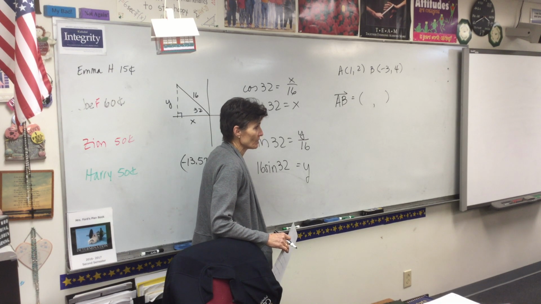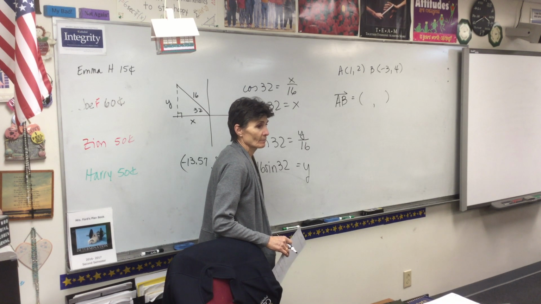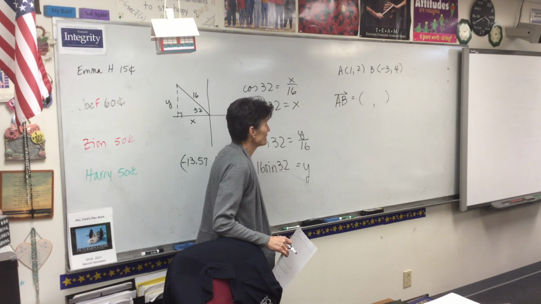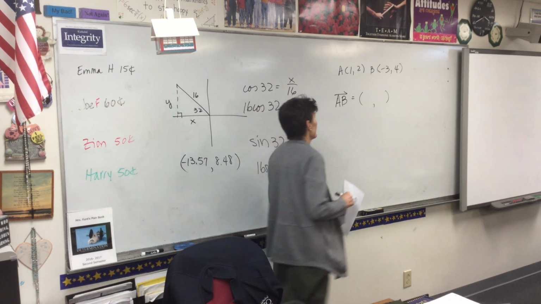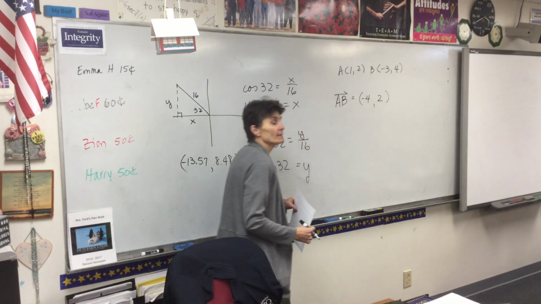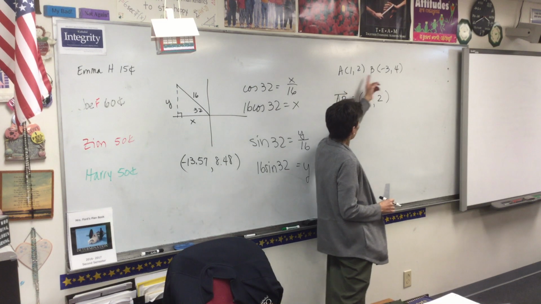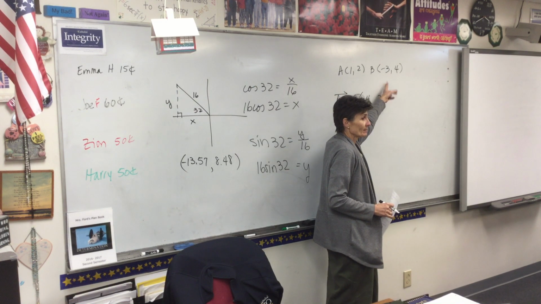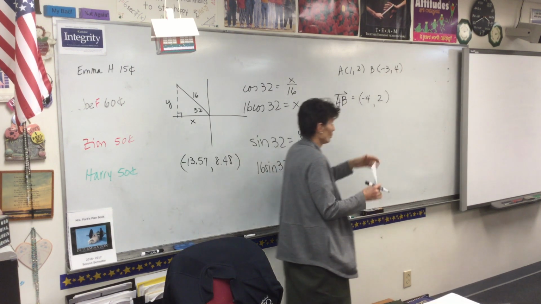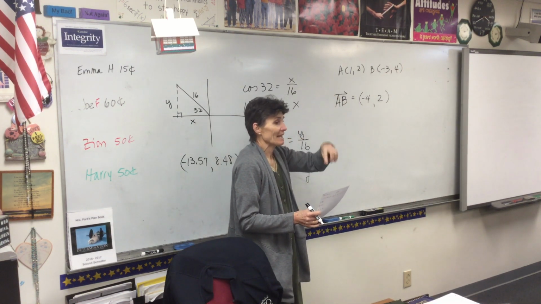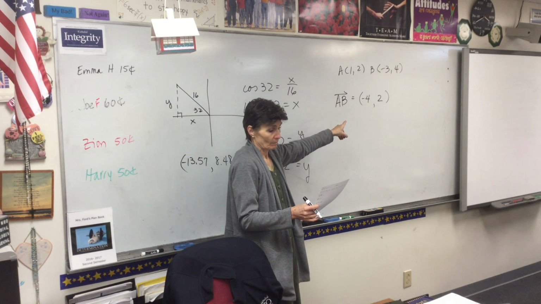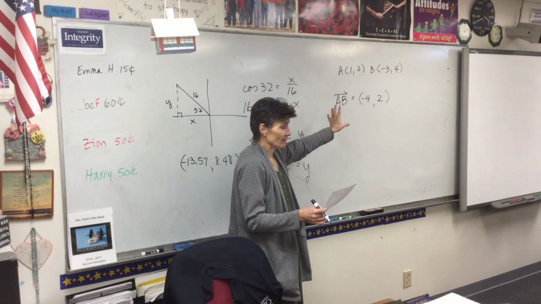Okay, raise your hand if you think you have an answer. All right. Judah, you want to share your answer? Negative 4, 2. How many of you agree with Judah that it's negative 4, 2? He is correct. We're going from 1 to negative 3, that's back 4. And we're going from 2 to 4, that's up 2. Perfect. That's what you got to get. Somehow you got to get that as AB. Anyone have a question about that?